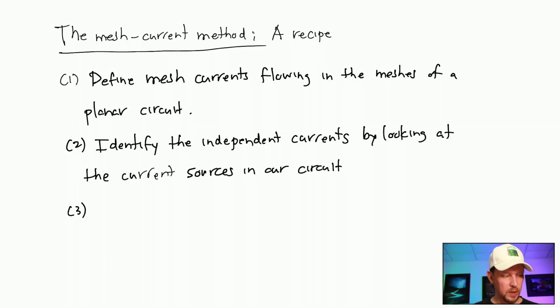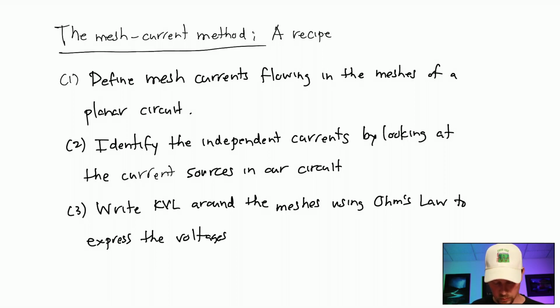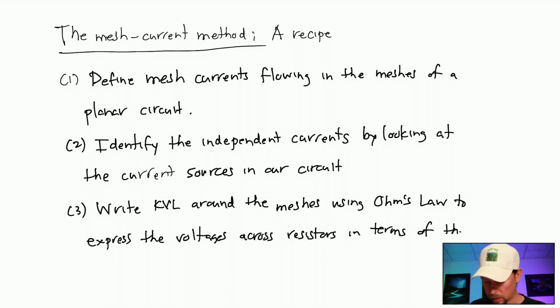The next thing that we're going to do is we're actually going to write KVL around the meshes using Ohm's law to express the voltages across resistors in terms of the mesh currents. Now keep in mind, these are not the branch currents. This is in terms of the mesh currents.